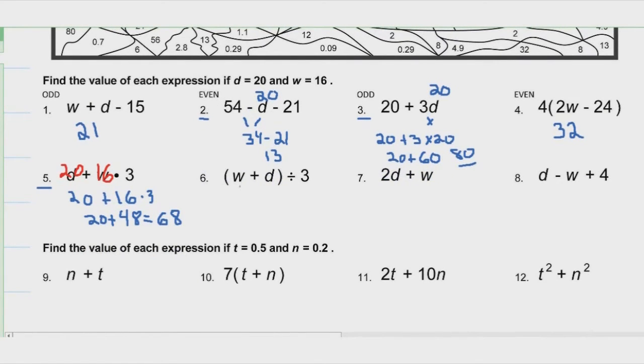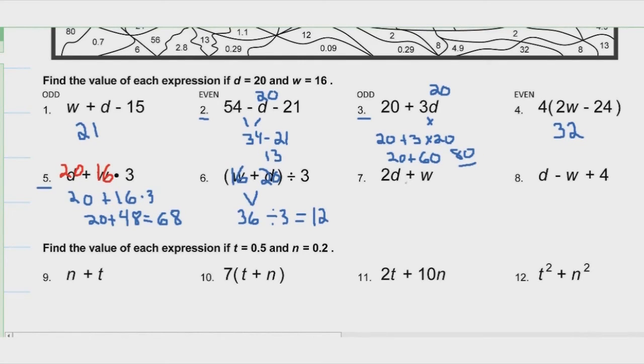Now let's look at problem number 6. You got W, which is going to be 16. You have D, which is going to be 20. And again, you have to do parentheses first before you divide. So you always do parentheses first. So you're going to get 16 plus 20, which is 36. You're going to divide by 3, which gives us 12.